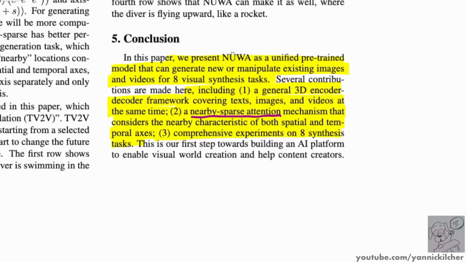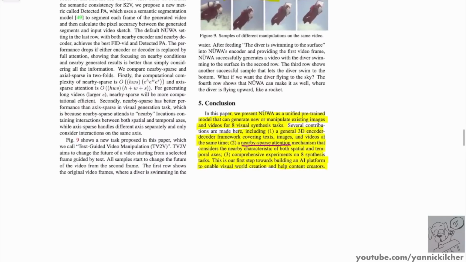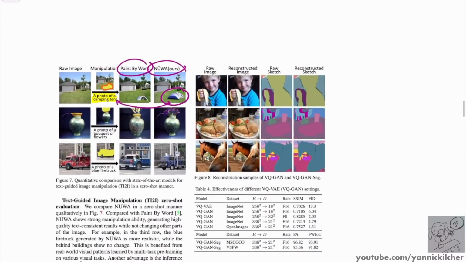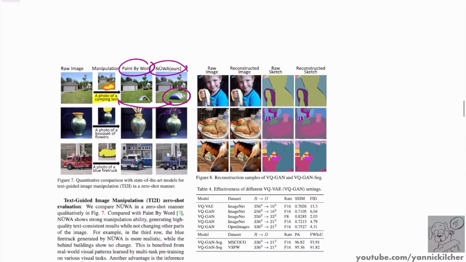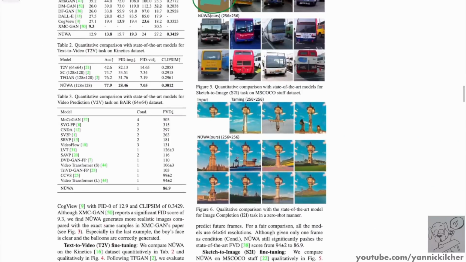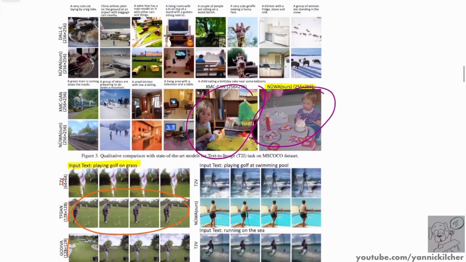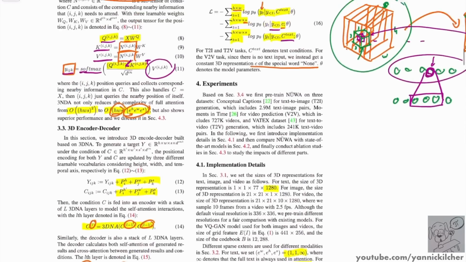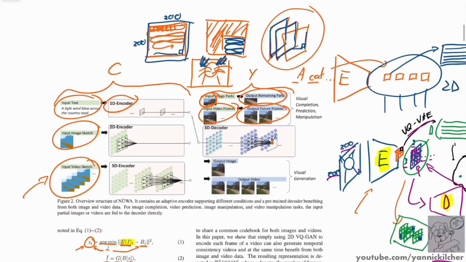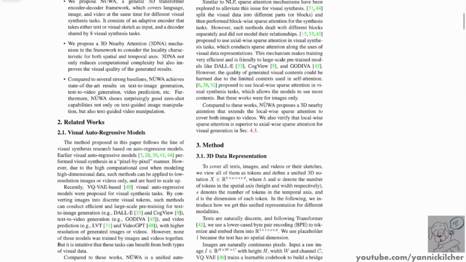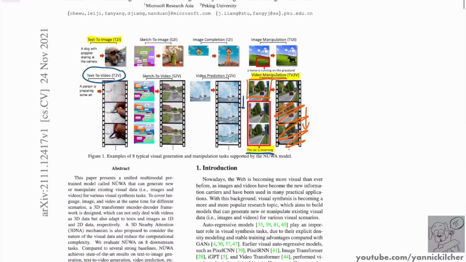This is our first step towards building an AI platform to enable visual world creation and help content creators. Yeah, I can imagine that. Models like these are going to be pretty powerful for content creators if you can essentially input arbitrary modalities and mix them together. It's going to be pretty cool.